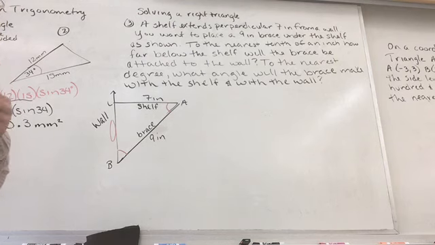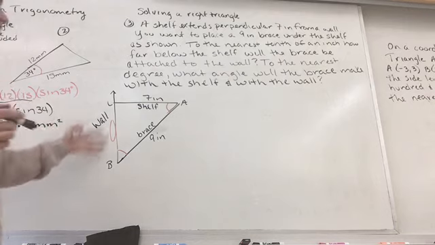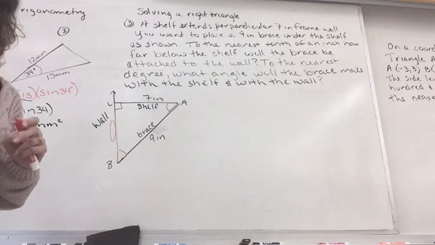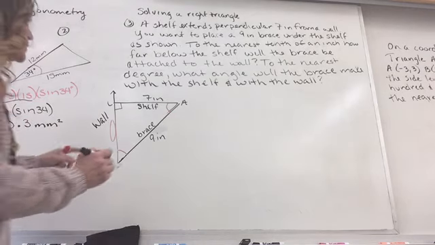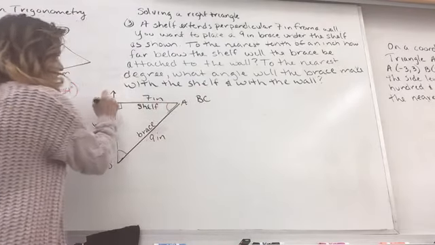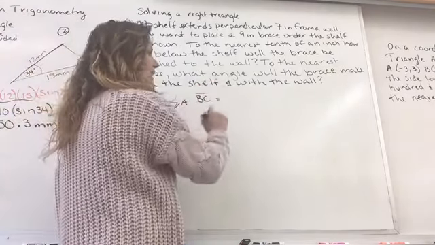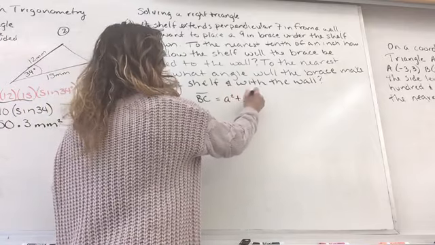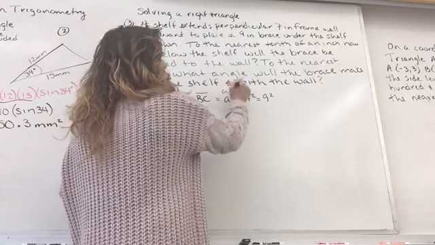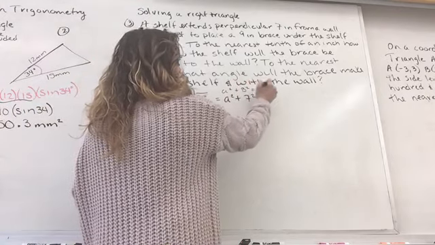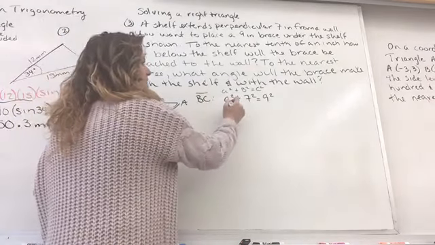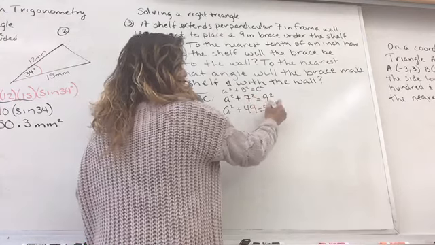Okay, so to find BC first, well, this is a right triangle because quite honestly, nobody wants a saggy shelf. So we can use the Pythagorean theorem to find that. This is A, this is B, this is C. So to find BC, because this is C up here, we simply say A squared plus 7 squared equals 9 squared. Remember, this is the Pythagorean theorem: A squared plus B squared equals C squared. So we're going to simplify it. That's A squared plus 49 equals 81.